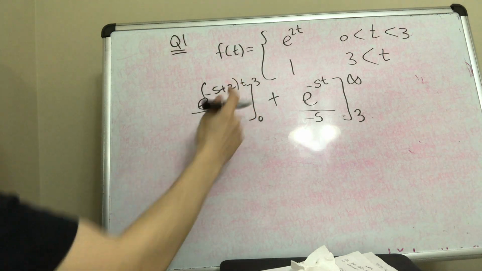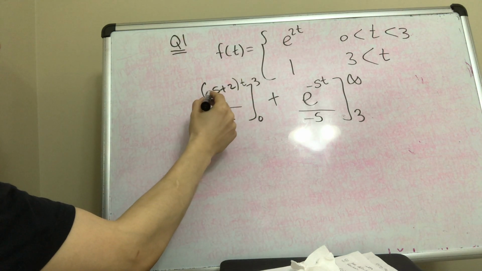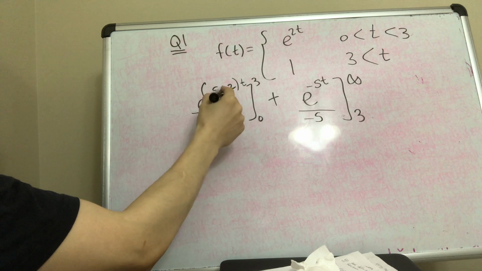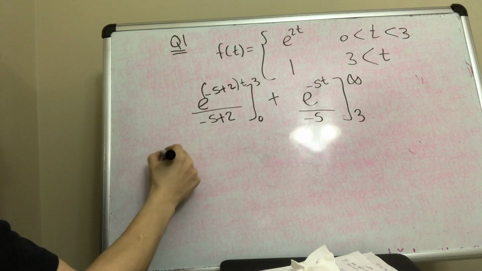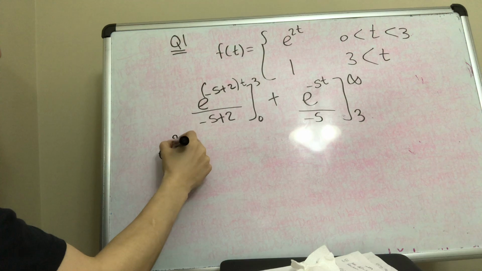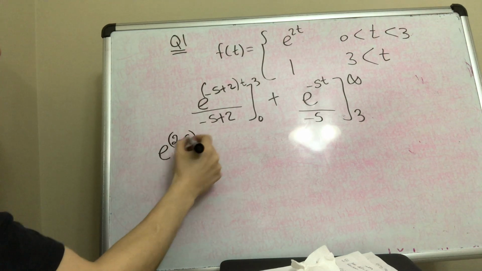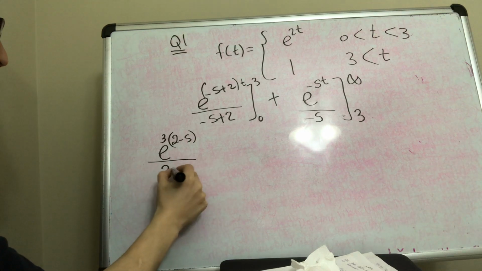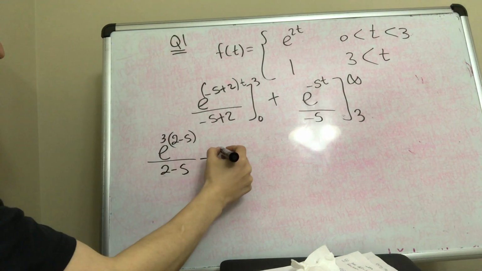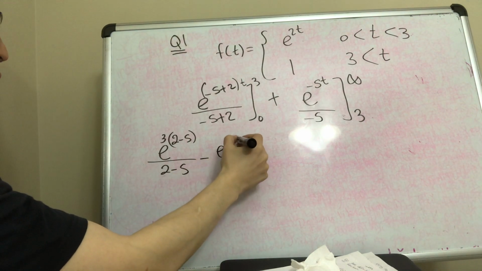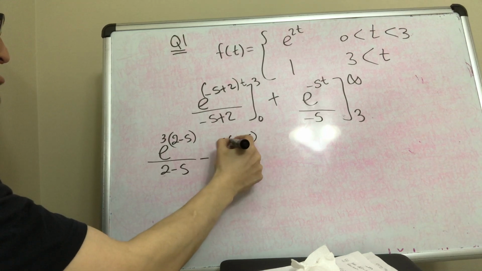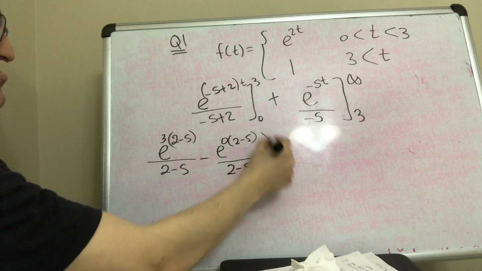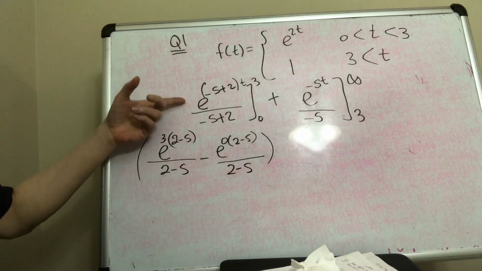So you plug in 3. Instead of negative s plus 2, you can make it 2 minus s, and 2 minus s. So you have 2 minus s. You're going to plug in 3 first. And you have 2 minus s. You're going to plug in 1. This is the result of the first one.